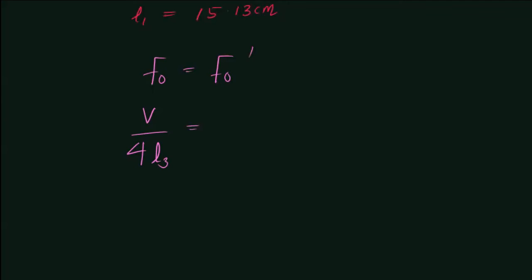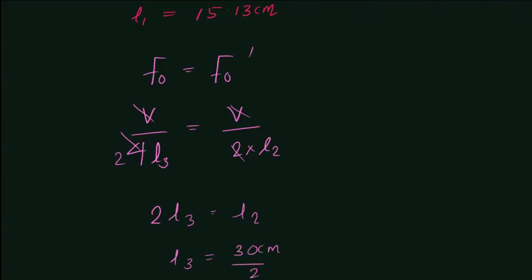But did we change the open end tube's length? No, it's the same. V over 2 L2, right? So V cancels, 4 cancels 2. So simply we are going to get an equation, 2L3 is equal to L2, right? So L3 is equal to L2, which is 30 centimeters, divided by 2. This is 15 centimeters, right?